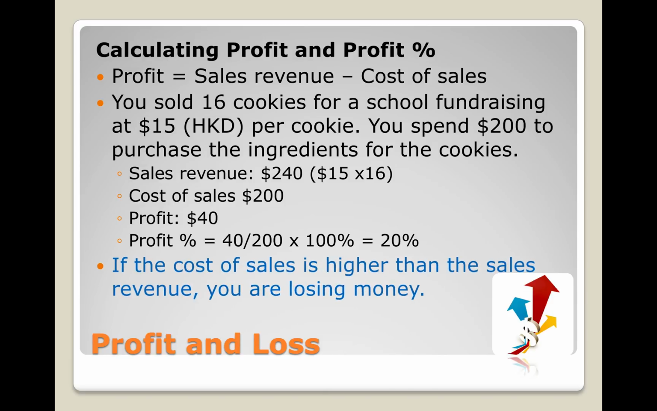But in some situations, if the cost of sales is higher than the sales revenue, then you are losing money. For example, you may buy $200 of ingredients to sell the cookies, but at the end, you only sell 6 cookies or only 10. So if you calculate it, the sales revenue will not be higher than the cost of sales. In that situation, you are losing money.